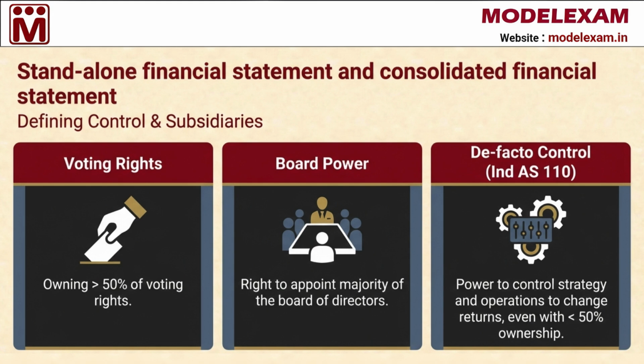There are three ways. First is voting rights, where the parent owns more than 50% of the voting rights. Second is board power, where the parent has the right to appoint the majority of the board of directors. And third is de facto control under IndAS 110. This means a company has the power to control strategy and operations, to change returns even if they own less than 50% of the shares.